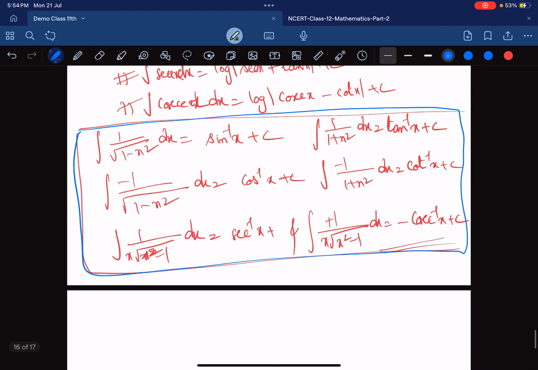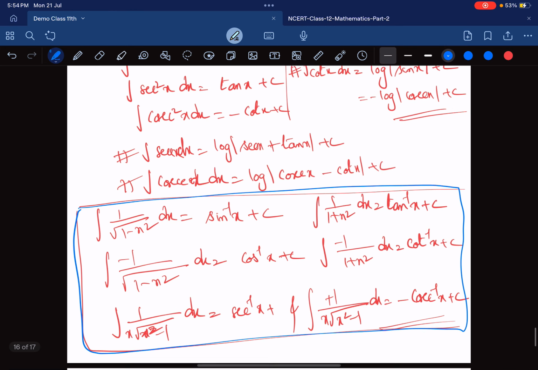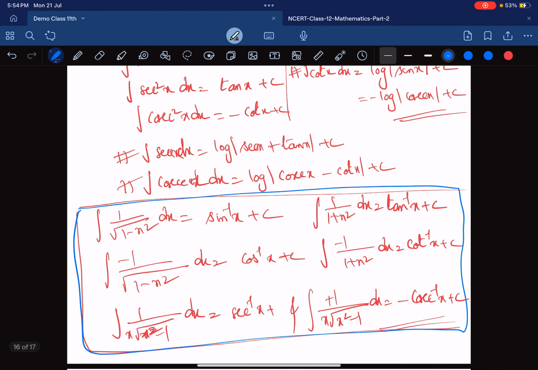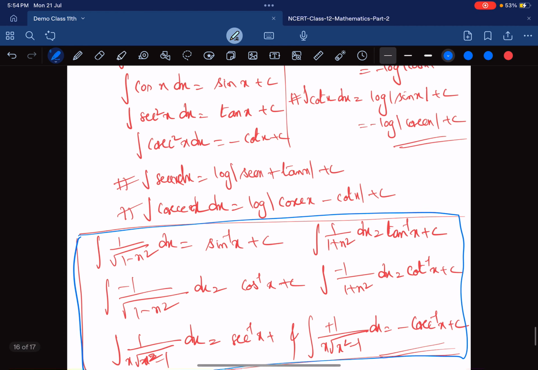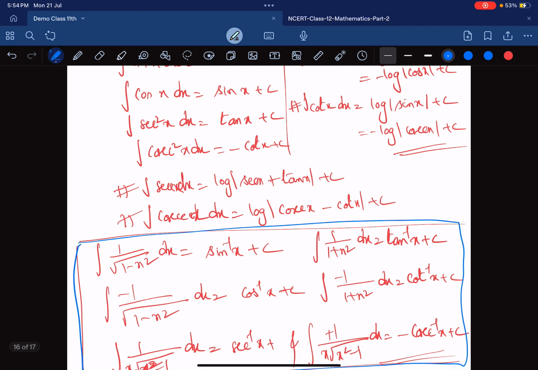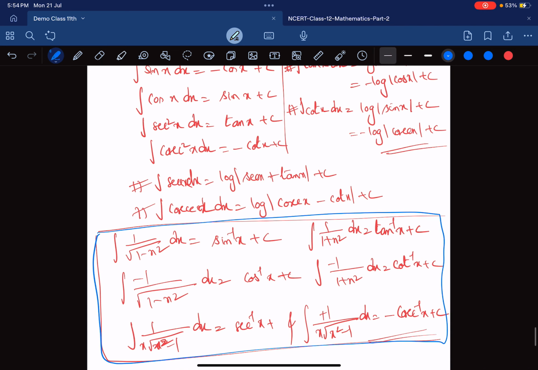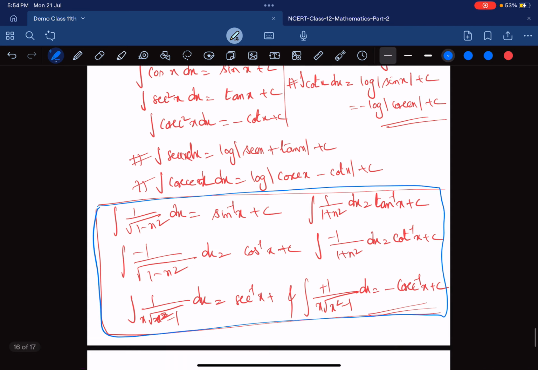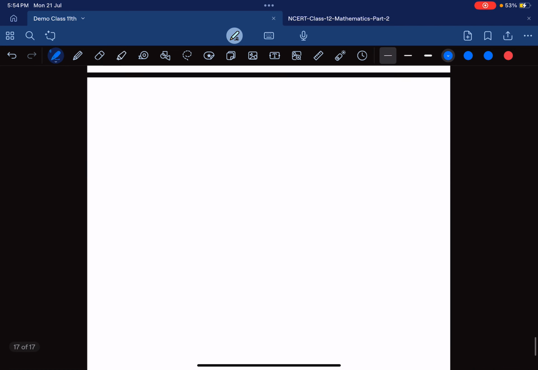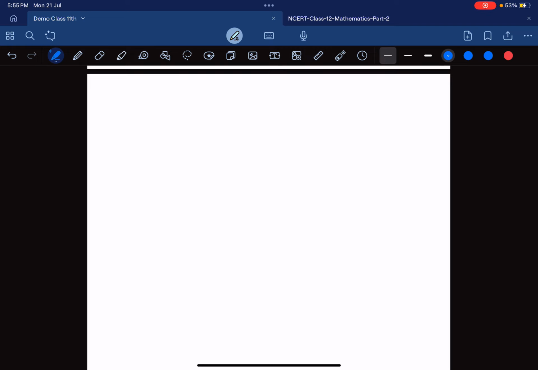You should be thorough with these formulas. If you know these formulas, you can solve these integrations easily. So it totally depends on these basic formulas. So I request you all to be thorough with these formulas. Now we'll solve some exercise problems.